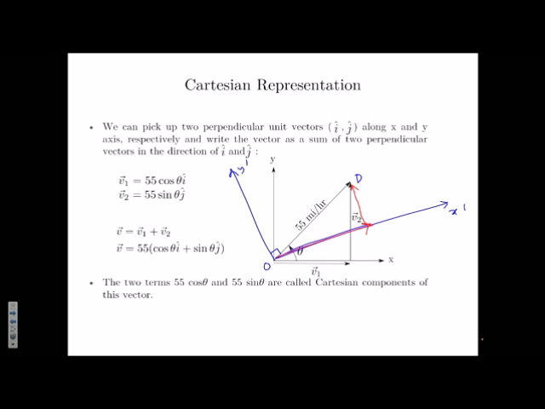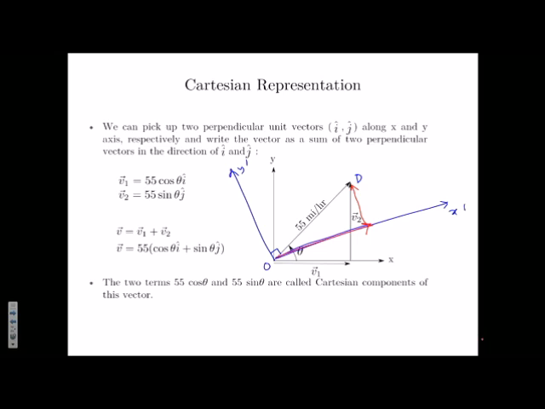v1 would be the length of this. And what is the length of this? Well, we have to do a little bit of trigonometry. This is a right angle triangle. This is 55, so this will be 55 cosine theta. So the vector v1 becomes 55 cosine theta i hat, and v2, which is this, becomes 55 sine theta times j hat. Right? So those are the two vectors, and now I can write this vector v as the sum of those two. When I do that, this is what I get.